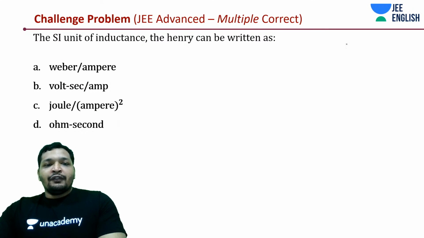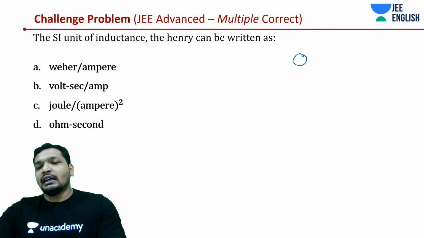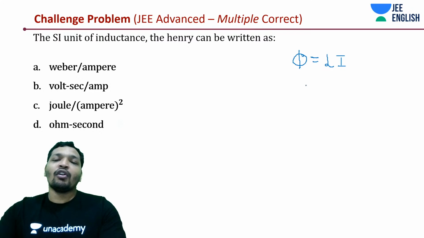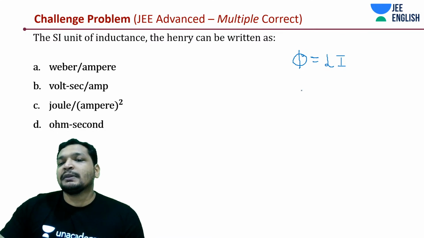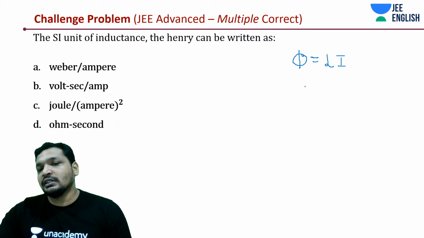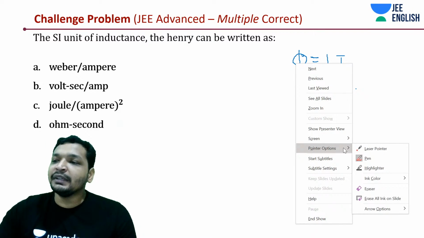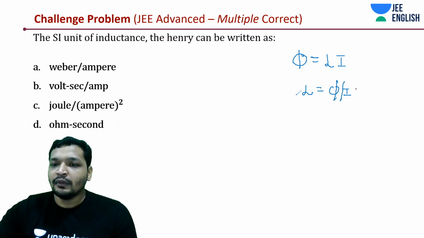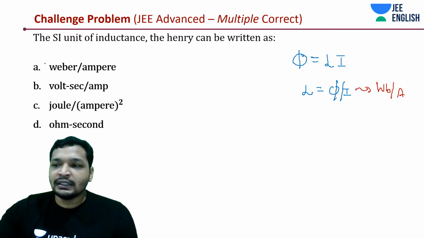Okay guys, let's analyze option number 1, or how it can be expressed in terms of Weber. Weber is the SI unit of phi, which is nothing but magnetic flux, L into I. In fact, this is more of a JEE 2021 topic rather than 2022, because 2022 aspirants aren't yet even into magnetism. So L is equal to phi by I. That means the units of L can be the same as Weber per ampere. So A is correct.